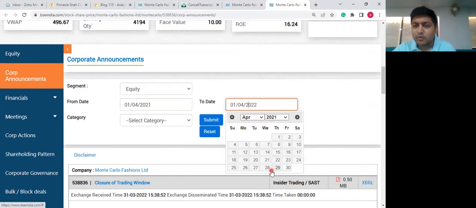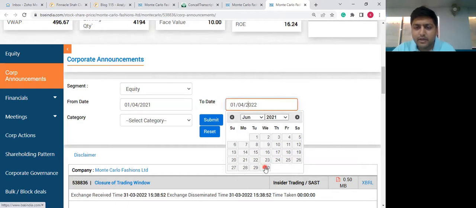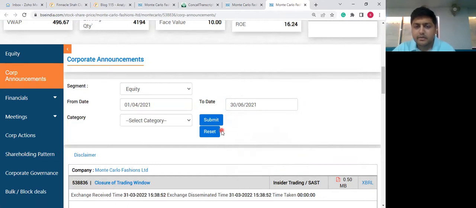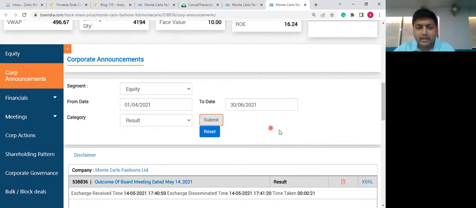Typically, exchanges have rules of ensuring that the data gets released within 3 months. Otherwise, sometimes exchanges suspend trading for not releasing the results. So April, May, June, right? So on a safer note, I'm gonna select the window from 1st April 2021. Remember, the data which I'm trying to extract is of Q4 FY21. I'm just gonna select results here and then click on submit.